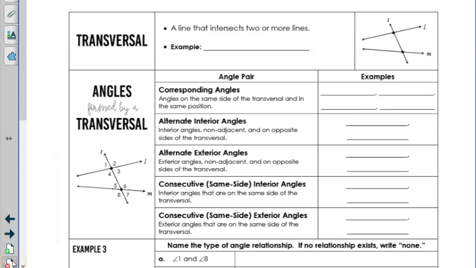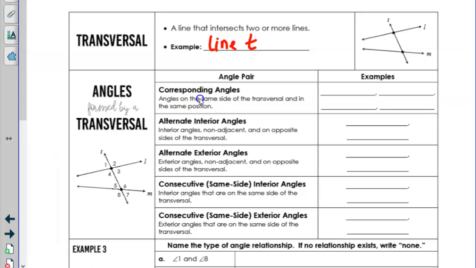That intersects two or more lines. So what would be the transversal in this image? Actually, a T. Yeah, you see an I. Line T. So it's a line that intersects two or more lines.